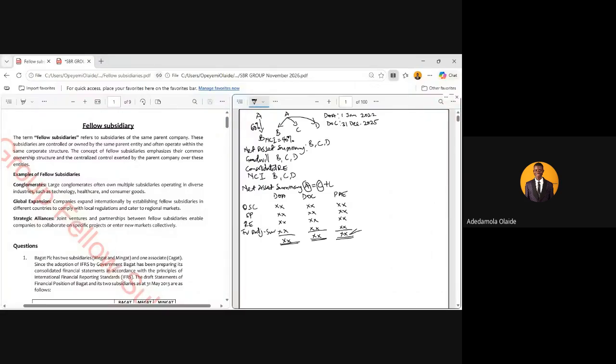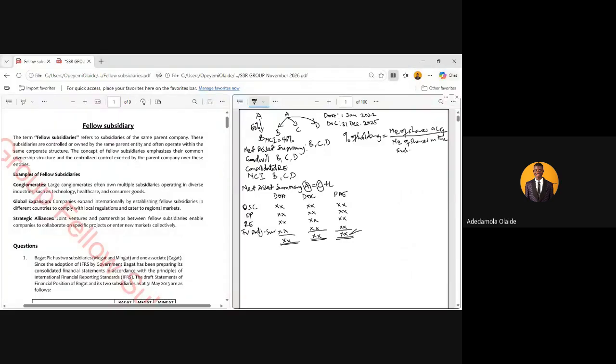To calculate the percentage of holding, if you are not given, the percentage of holding, that is the percentage the parent has in the subsidiary, will be the number of shares acquired divided by the number of shares in the subsidiary. Some questions might require us to calculate this.